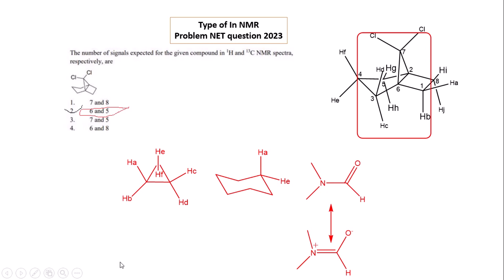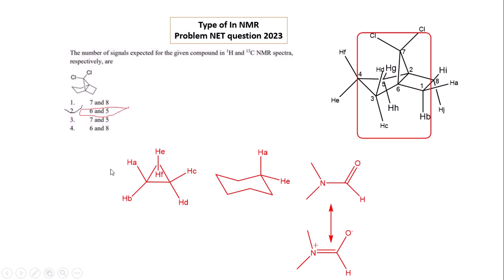And hence the option is 6 and 5. And now some interesting problems about enantiotopic and diastereotopic nature. Here also, if we look at HA and HC, and HB and HD, HA and HC are enantiotopic, HB and HD are also enantiotopic. But here HE and HF are diastereotopic.